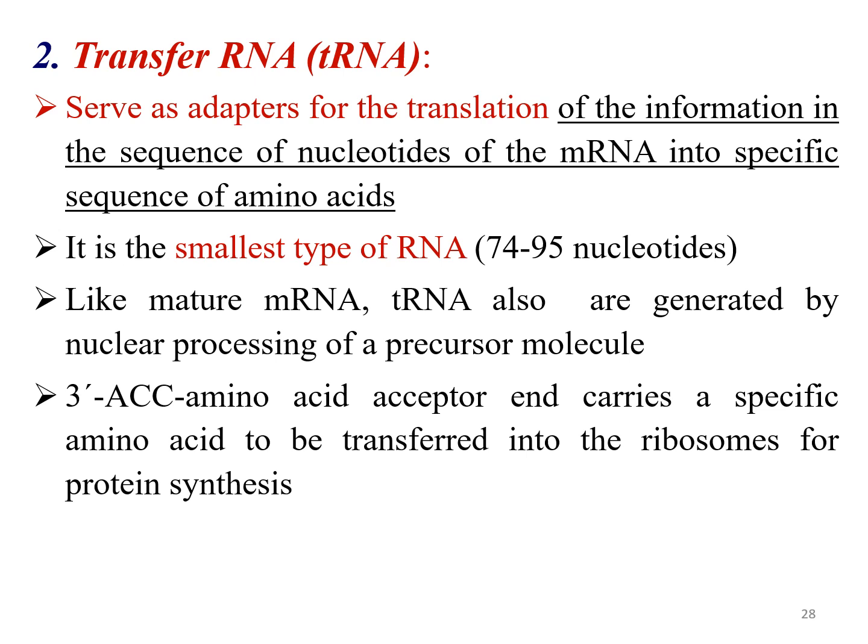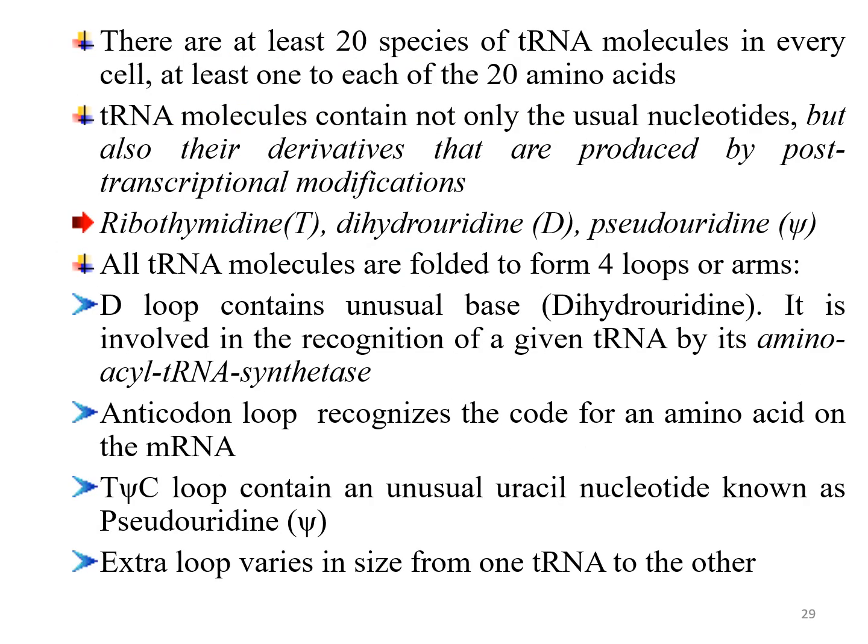So the 3' CCA end, meaning adenosine, cytosine, the amino acid acceptor, indicates the specific amino acid to be transferred to the ribosome for protein synthesis. There are at least 20 species of transfer RNA molecules in every cell, at least one for each of the 20 amino acids. Transfer RNA molecules contain not only the usual nucleotides but also derivatives produced by post-transcriptional modification: ribothymidine, dihydrouridine, and pseudouridine.